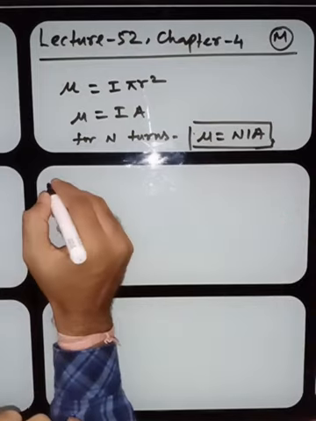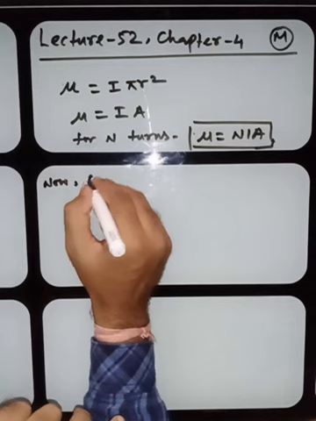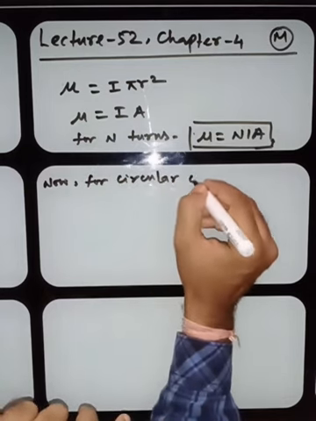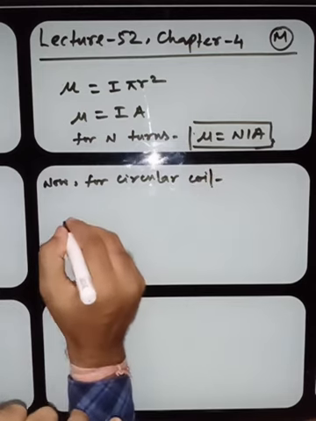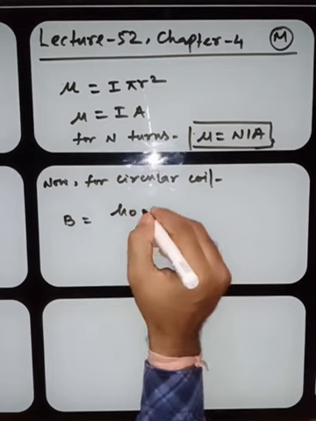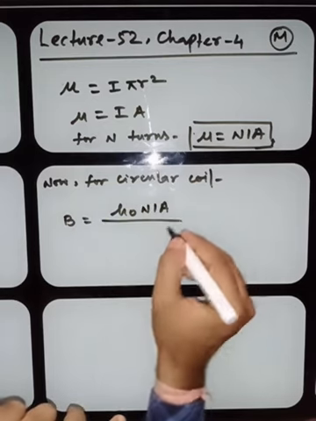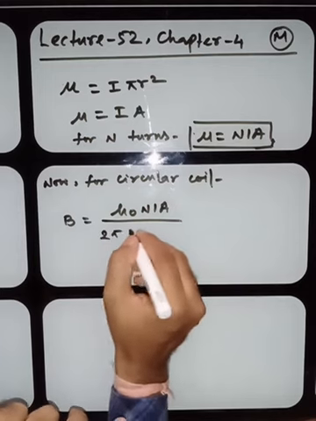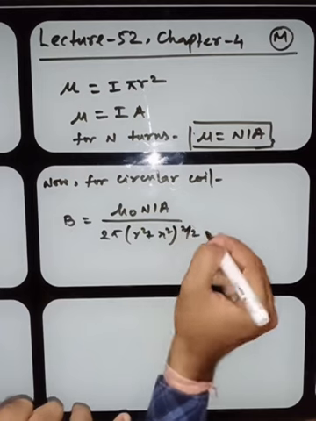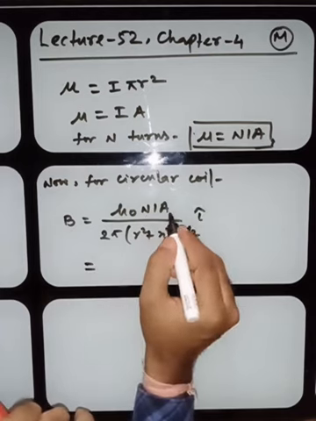Now, for a circular coil, we can write the magnetic field as mu naught n I A, for n turns actually, I am telling you my dear student, divided by 2 pi (R square plus X square) to the power 3 by 2, along i cap. Yes, it was. Now, this n I A can be written as mu.